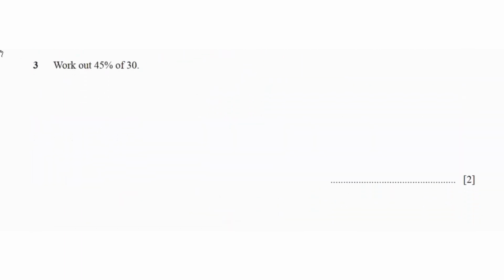Work out 45% of 30. So we're going to do 45 over 100. Rewrite the percentage as a fraction. Of means multiplication, so times 30. We can cancel 1 0 from the 30 and 1 from the 100. So now we have 45 times 3 over 10.